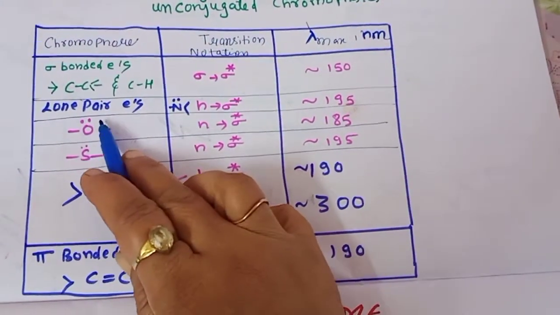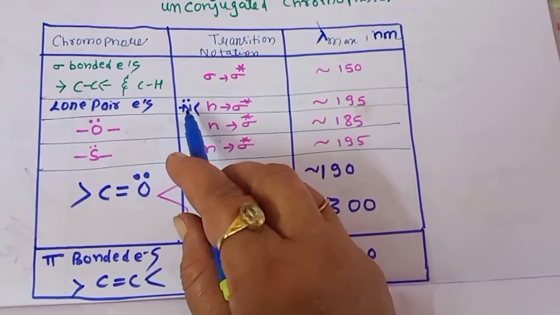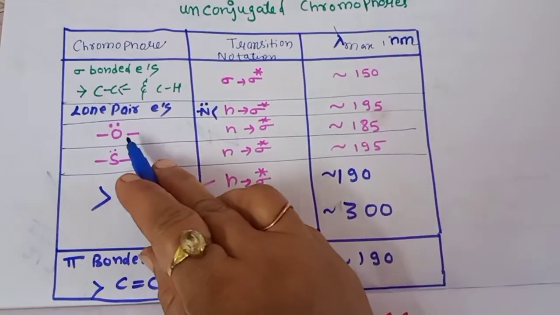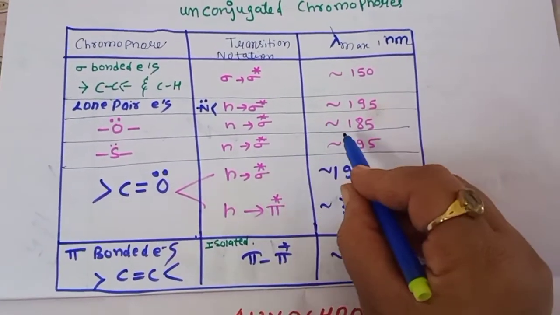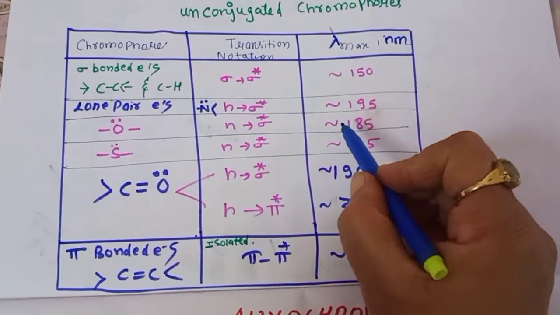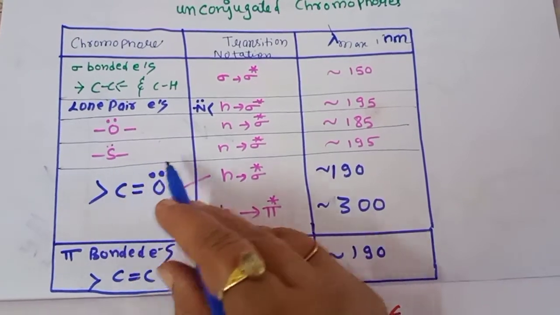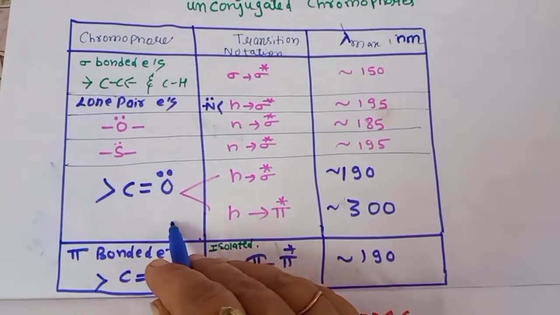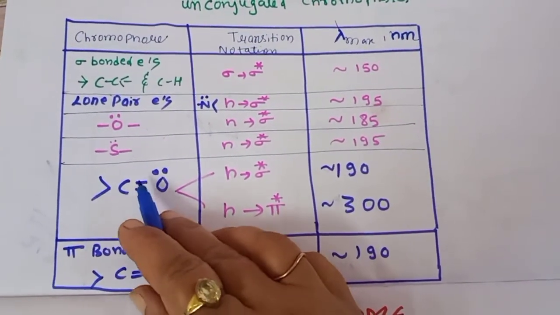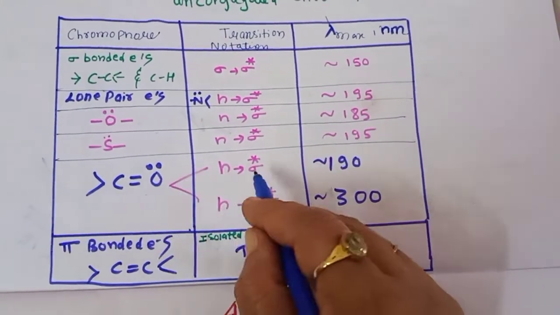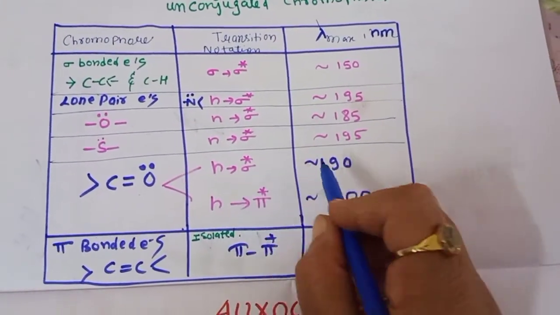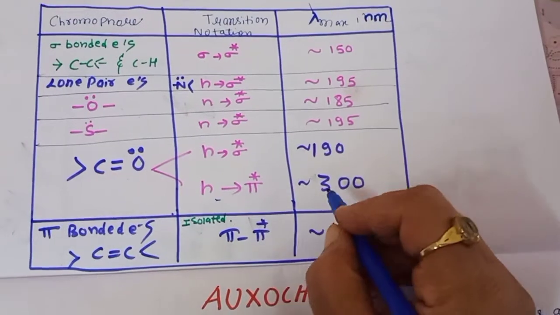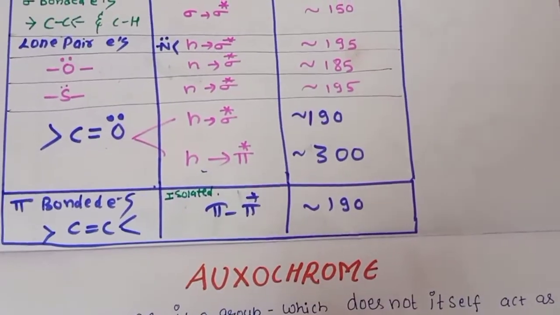If lone pairs of electrons are present, that is non-bonding electrons, for nitrogen the transition takes place around 195 nanometer. For oxygen, the N to sigma star transition, if it is present in any group, takes place at 185. If sulfur is present, the thio group, the transition takes place in the range of 195 nanometer. If a carbonyl group is there, as there are three types of electrons, sigma, pi and non-bonding electrons, the transitions are of two types. N to sigma star ranges from approximately 190 nanometer, and for N to pi star, the transition takes place from near about 300 nanometer.